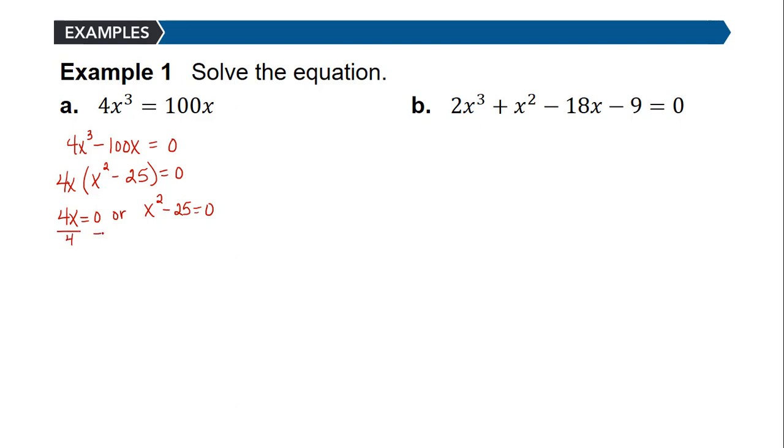Divide by 4 in the first equation to get x is equal to 0. To solve x squared minus 25, we can apply the square root property. So to apply the square root property, we get x squared equals 25, or x is equal to plus or minus the square root of 25, which is plus or minus 5. Our solution set then is, in order from smallest to largest, -5, 0, 5.